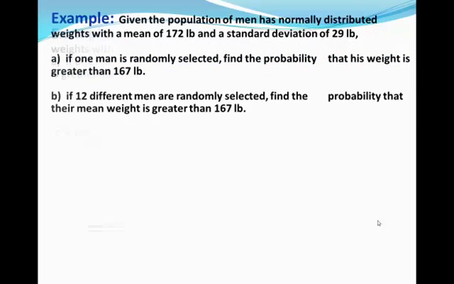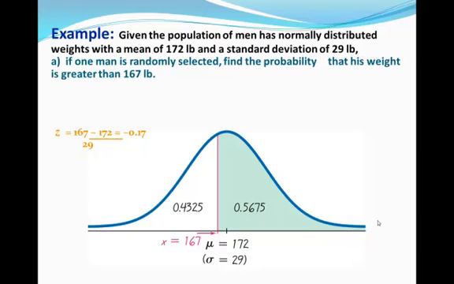So let's take a look at an example, right? Given a population of men has normally distributed weights with a mean of 172 pounds and a standard deviation of 29 pounds. A. If one man is randomly selected, find the probability that his weight is greater than 167 pounds. B. If 12 different men are randomly selected, find the probability that their mean weight is greater than 167 pounds. So this is how we solve this.